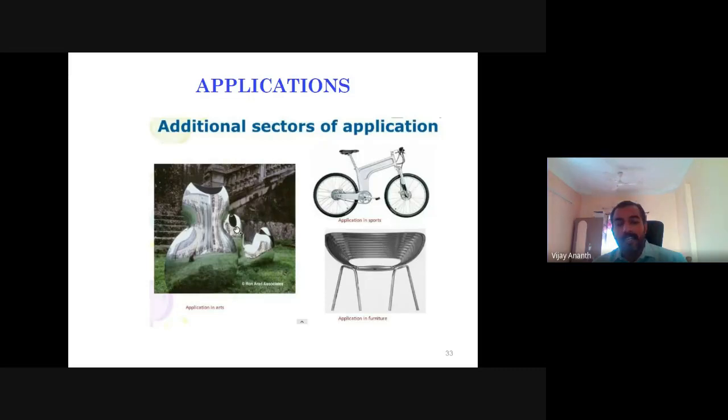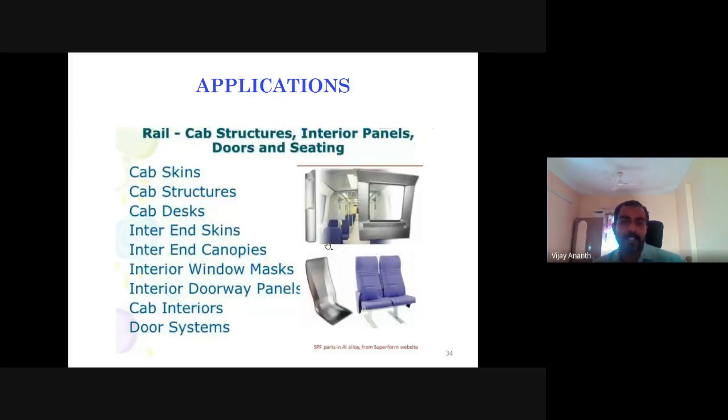Then art gallery materials like structures are also formed through this superplastic forming, right? This bicycle frame is made with this superplastic forming material, right? Then this is a chair, a piece of furniture, and this top portion is made with this superplastic forming material, right? The superplastic forming process. And the railway, right?